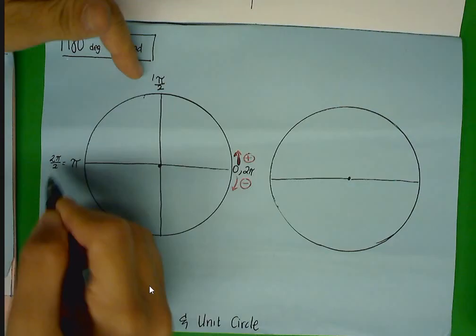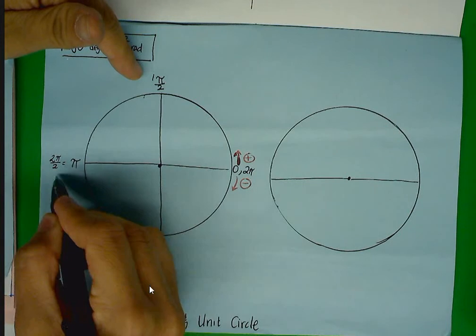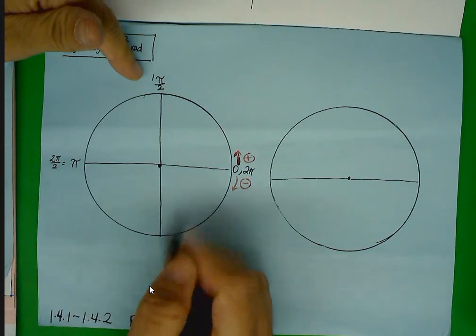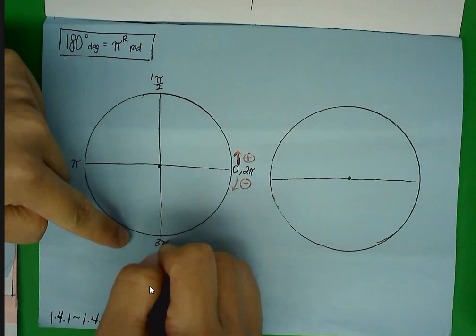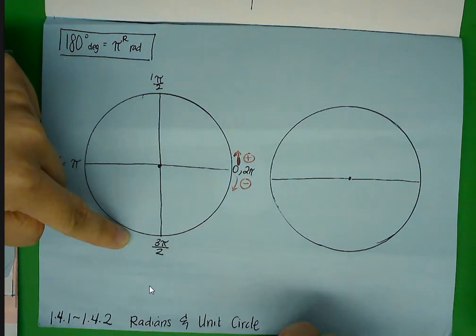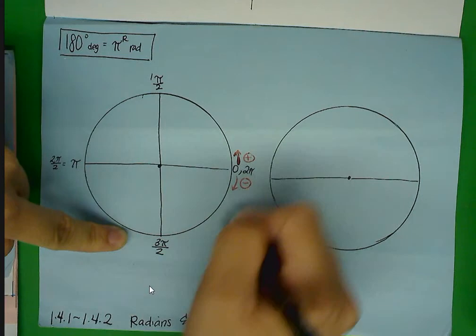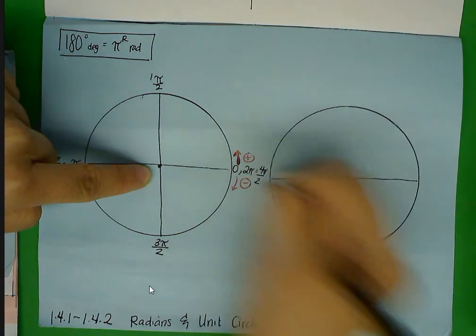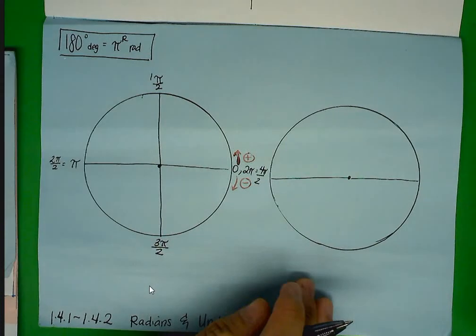Can't it just be pi? Which reduces to pi, right? True. And then how many half pies are here? 3 half pies. Okay? And so when I go back here, how many half pies do I have here? 4 half pies, right? You get that?